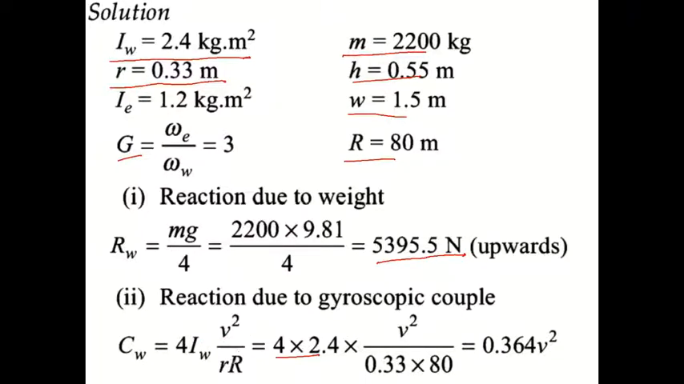They didn't give the v value. We have to find out at what speed the wheels will be on the ground, so that's the given question. We have to find out the v value. So substitute the remaining values, 4 into 2.4, and you will get 0.364 into v square as the answer.